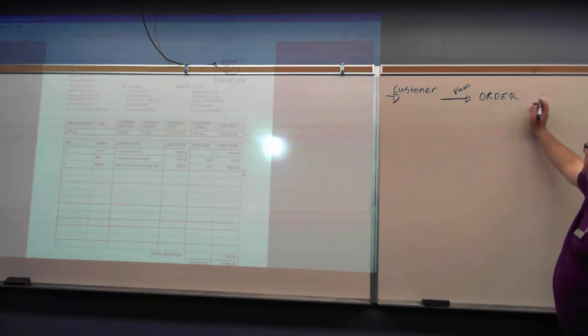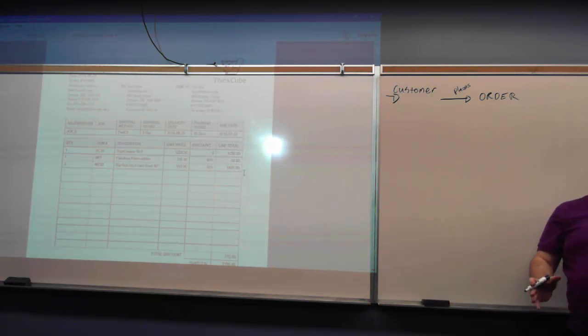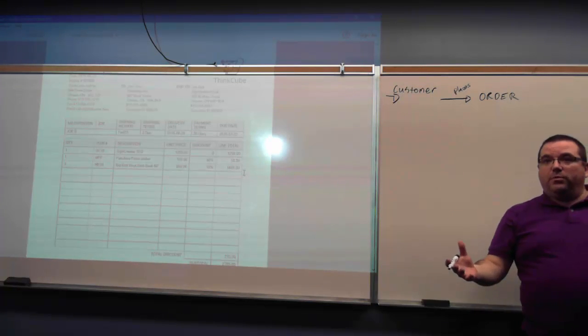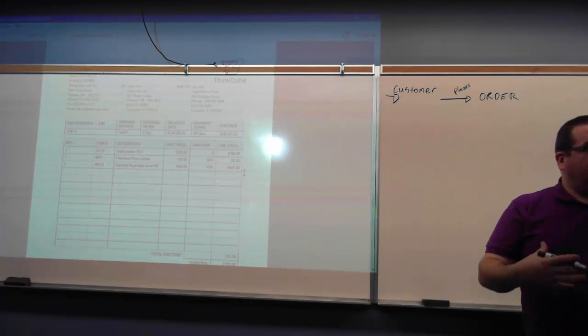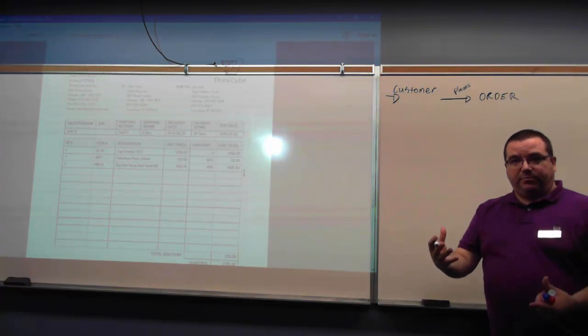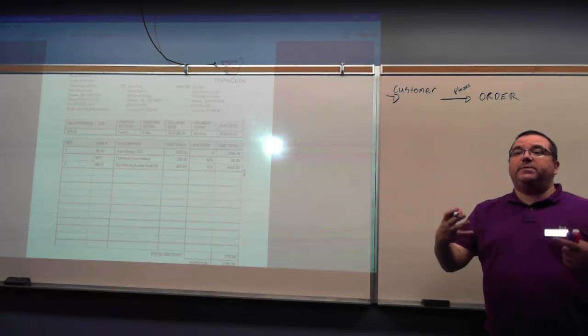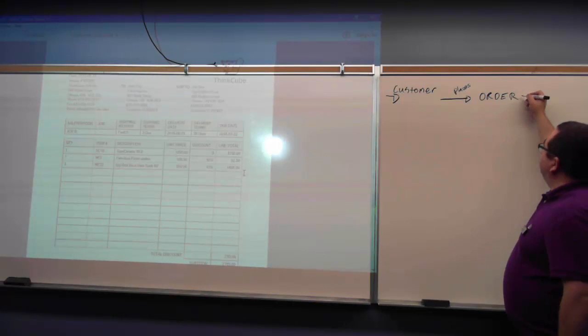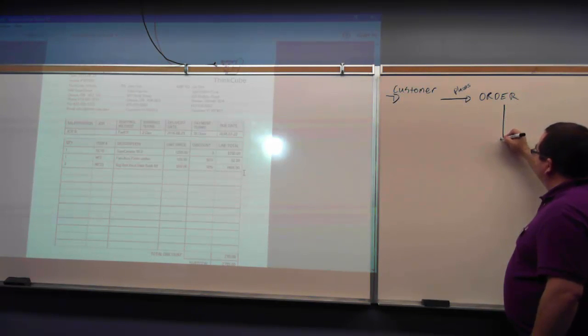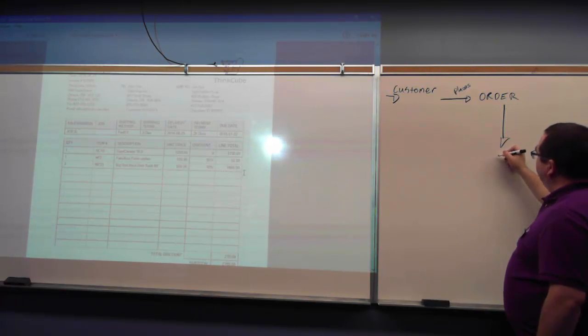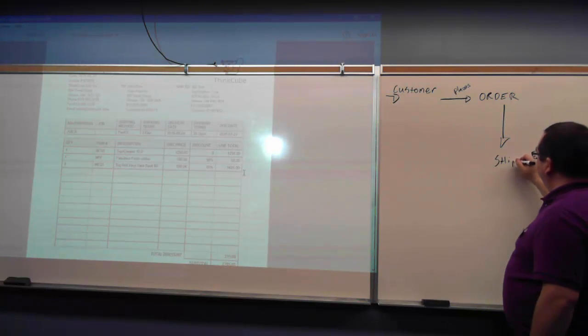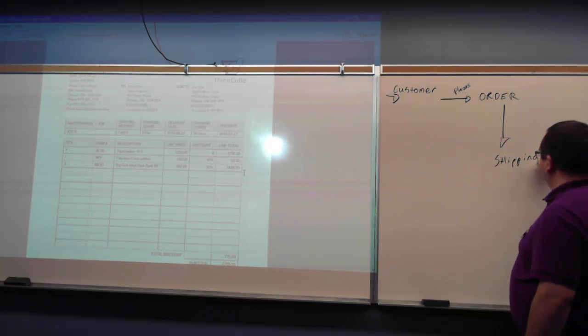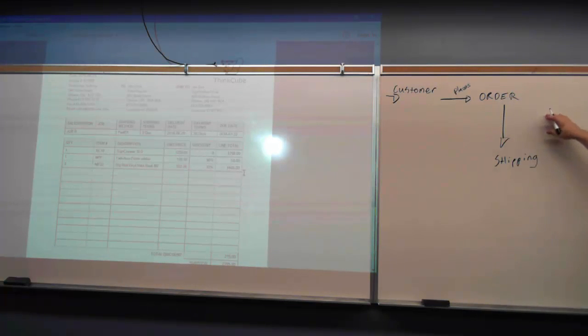Then what happens depends on what kind of customer it is. With Amazon you pay immediately, but with a lot of companies, you place an order, and the order gets prepared before you get billed. They want to make sure they can ship it to you before they take your money. So the order gets sent to shipping. The order goes to shipping.